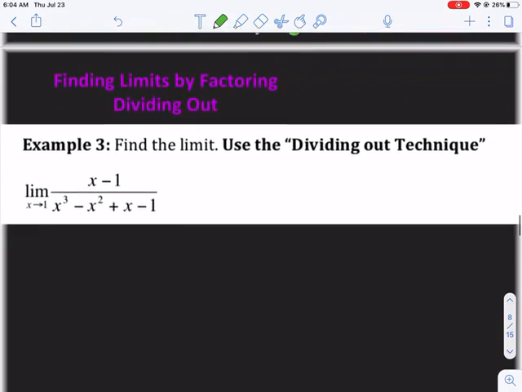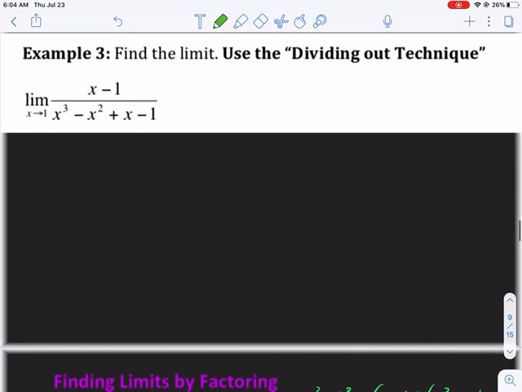So you want to make sure what the value is, so you've got to manipulate something. So find the limit using the dividing out technique here.